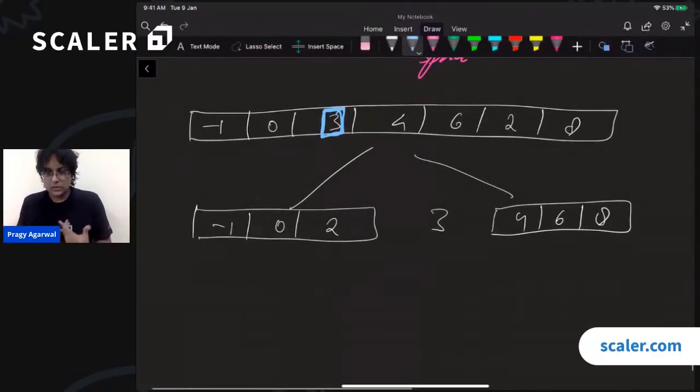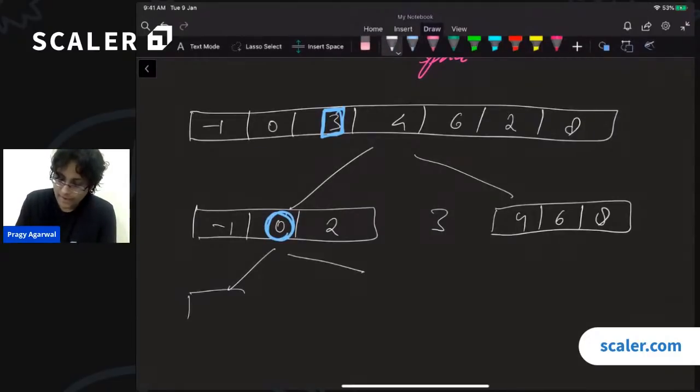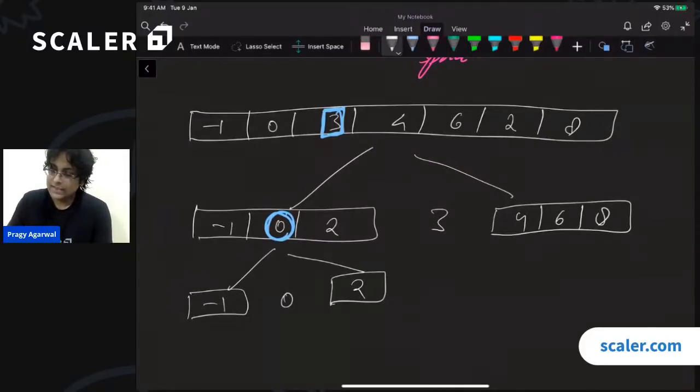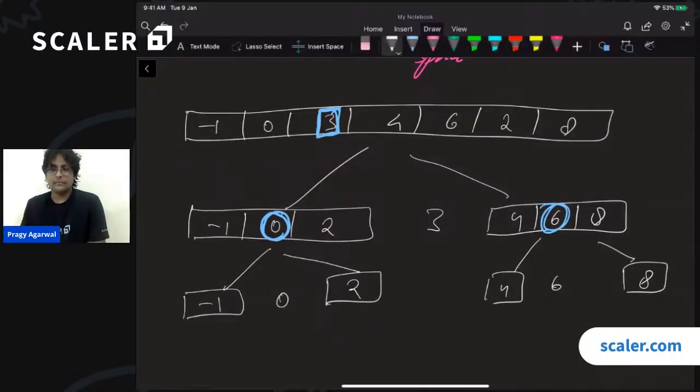Similarly, let us try to do this once again. Over here, let us say that we chose this as the pivot. What will happen? We will get -1 over here, we will get 0 in the middle, and we will get 2 over here. Similarly, let us say we chose this as the pivot. What will we get? We will get 4, 6 in the middle, and 8 on the right.